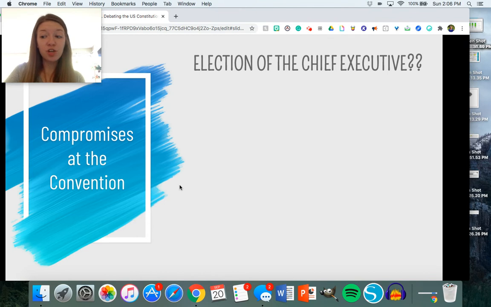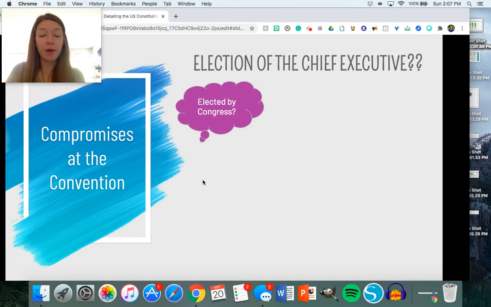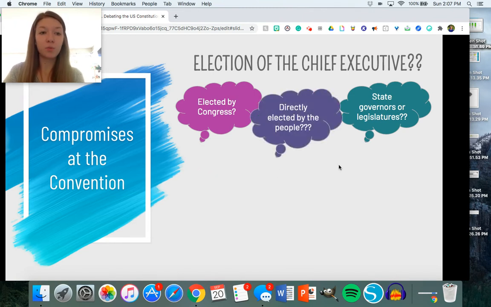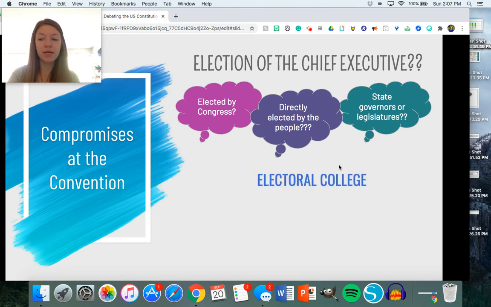The election of the chief executive was also something of huge debate. Right? Is that person going to be elected by Congress, those people already in power, state governors or legislatures, directly elected by the people? All of these were possibilities when it came to an executive, right? We knew we needed an executive after the articles failed, but how would that person get into power? And the compromise is the Electoral College.